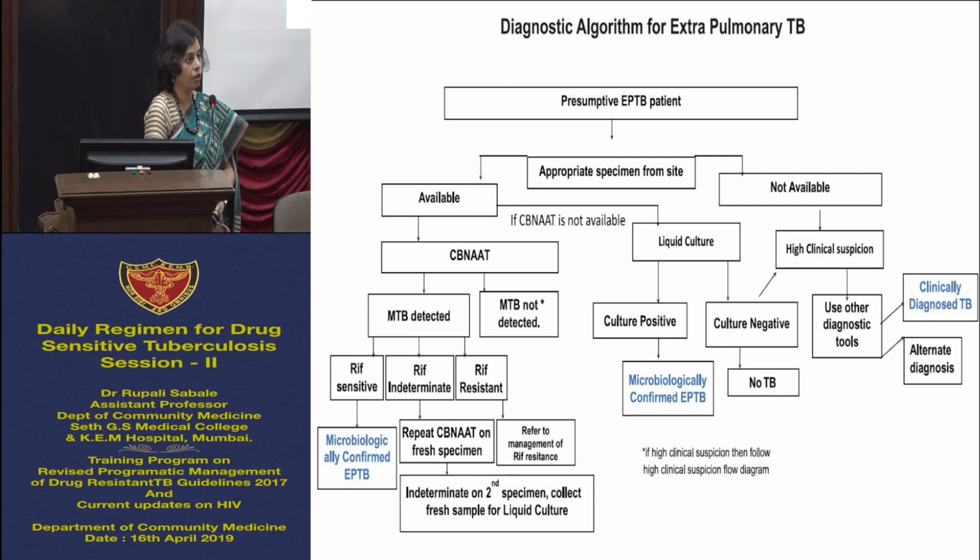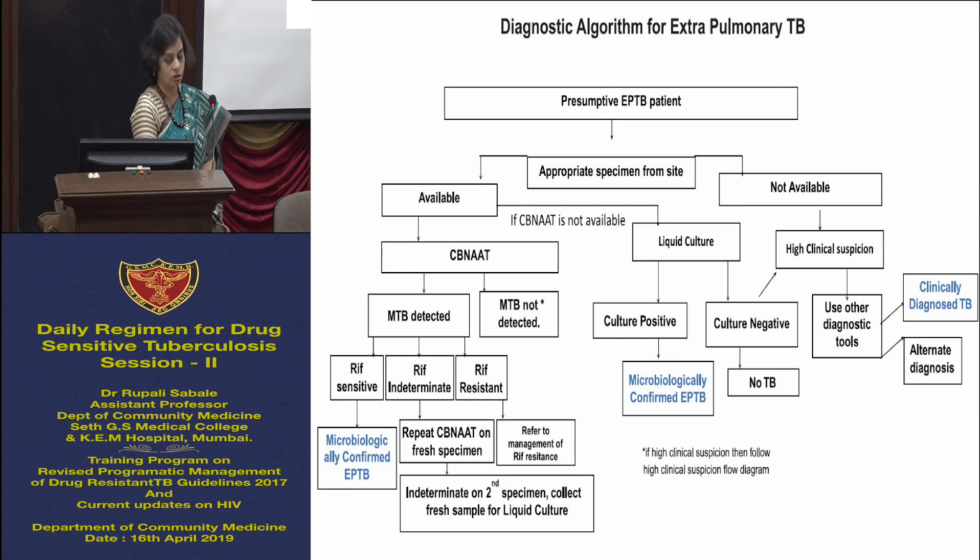If MTB is not detected, but the doctor is clinically highly suspecting tuberculosis, and all other investigations have been done and have ruled out alternative diagnoses, then we can label the patient as clinically diagnosed tuberculosis. In the case where the specimen is not available, but the doctor is clinically suspecting tuberculosis and we do all the other diagnostic tools and everything is negative, we can label and treat the patient as clinically diagnosed tuberculosis.